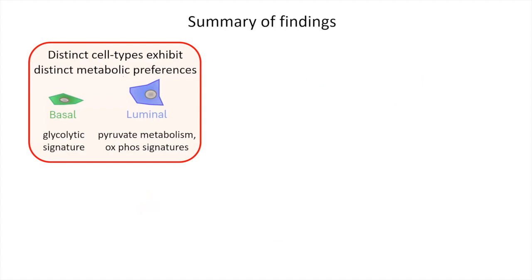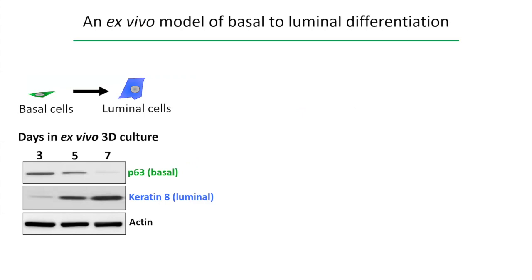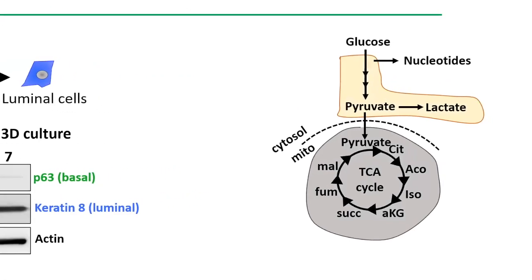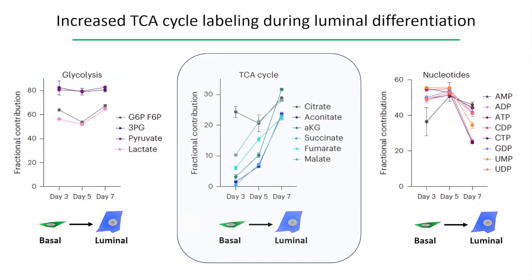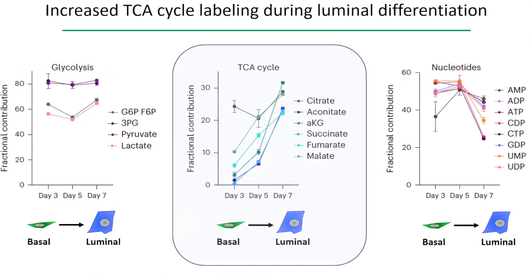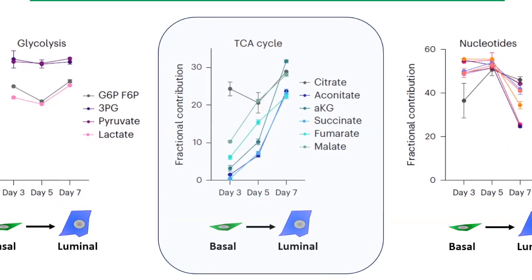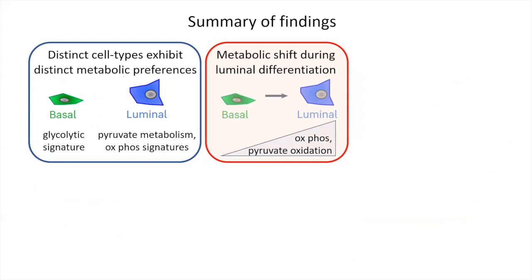And so if the cell type dictates metabolism, does metabolism change during luminal differentiation? Using a model of basal to luminal differentiation, where the luminal marker K8 goes up and the basal marker P63 goes down, we asked how labeled glucose carbons get incorporated into glycolytic metabolites, TCA cycle metabolites, or nucleotide intermediates as cells become more luminal. We found clear evidence that as luminal differentiation increases, we see increased labeling from glucose into TCA cycle metabolites, indicative of pyruvate oxidation. So pyruvate oxidation goes up as cells become more luminal.